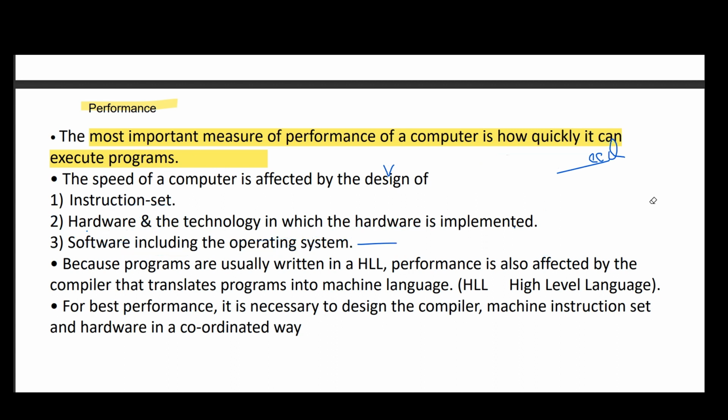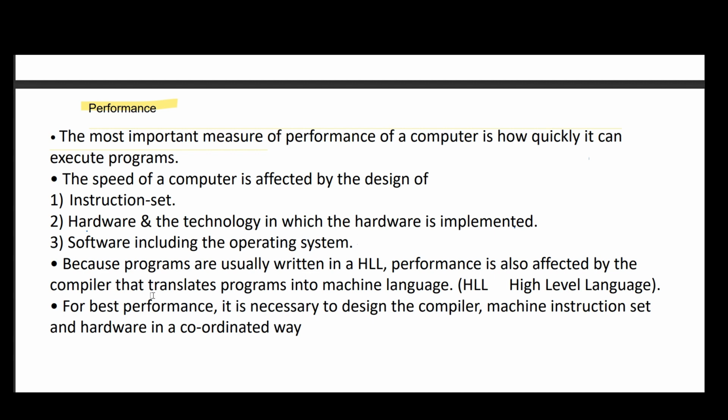Hope you all understood whatever was said till now. Let's do a quick recap. How can we measure the performance of a computer? We can measure it by how quickly the instructions get executed, and the speed of the computer is affected by the design of the instruction set, hardware and software. Simple, just remember: instruction set, hardware, software. If this question is asked for 3 marks or something, and you write that the speed of the computer is affected by instruction set, hardware, software, you'll get around 1.5 marks, which is sufficient, right?